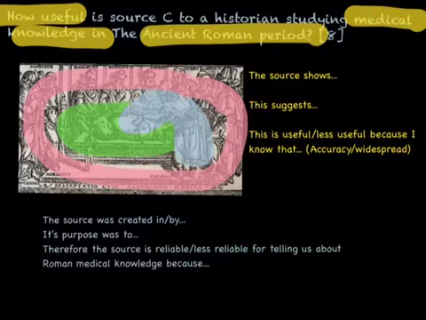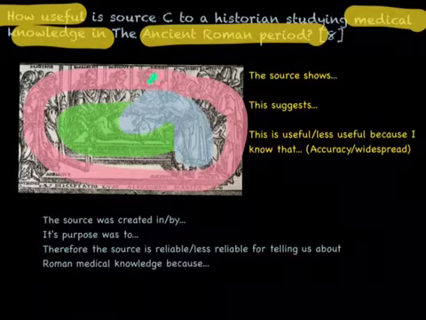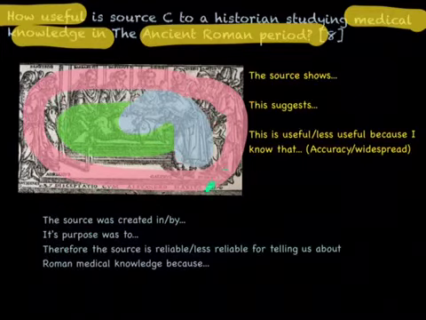So the way I would do this is your second paragraph and your second step. The source was created by the Romans. Its purpose was to, but this one it might not always tell you. So what do we think the purpose of this source is? Well, the likelihood is this was created for Galen to showcase what he was proving to other people.